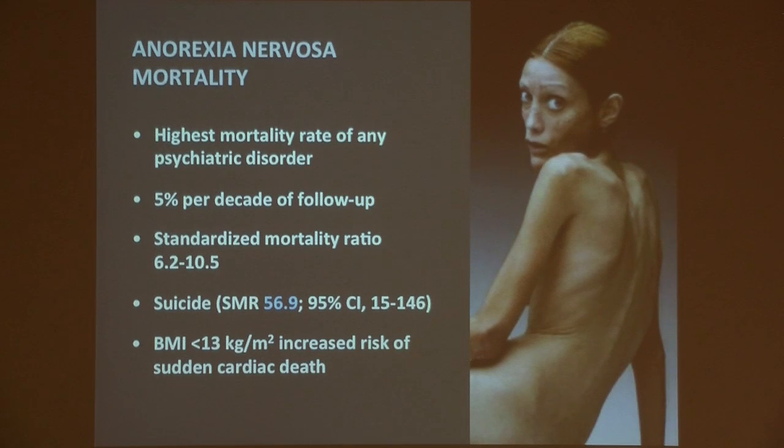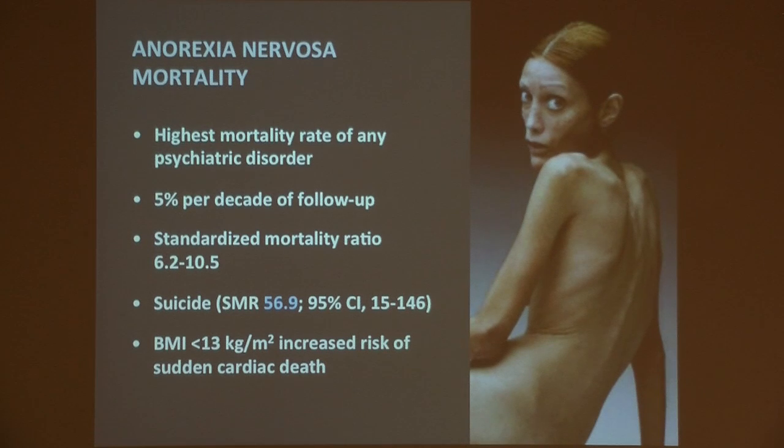It's about 5% per decade of follow-up, with a standardized mortality ratio somewhere between 6.2 and 10.5. And suicide is very high. The risk of suicide is 56 times, almost 57 times more likely in someone with anorexia than in a healthy age-matched peer. And a BMI less than 13 leads to increased risk of sudden cardiac death. Some of you may recognize this is Isabella Caro. She was a French model who actually spoke out against anorexia nervosa, but died of a lung infection in 2007.